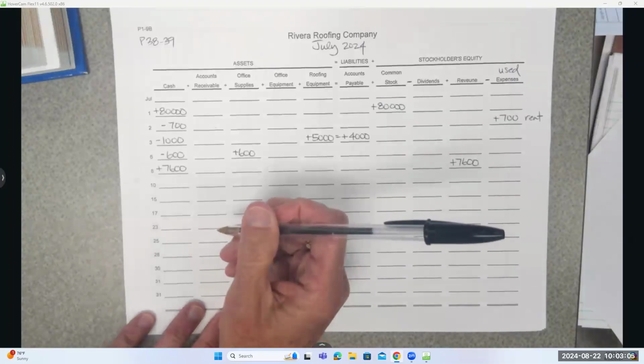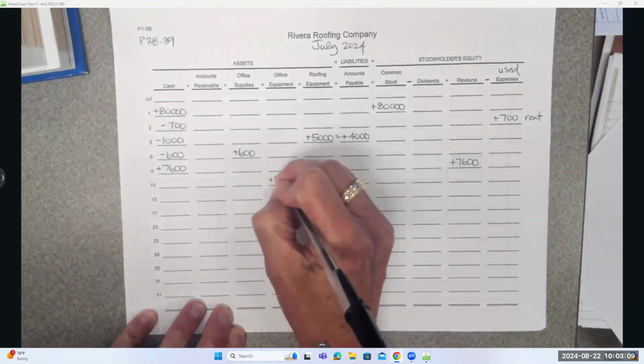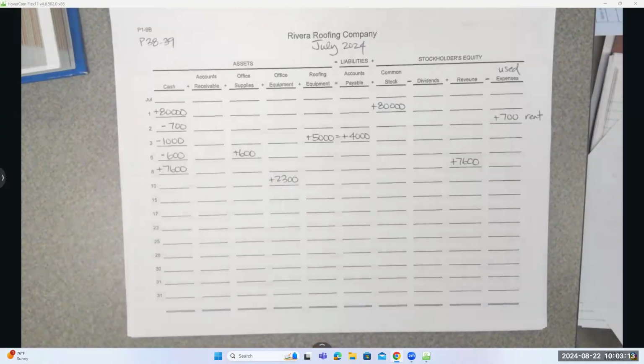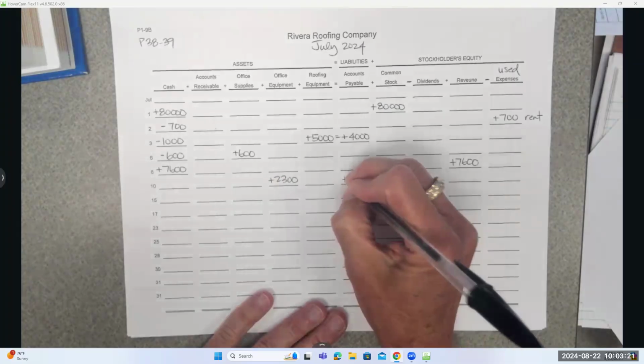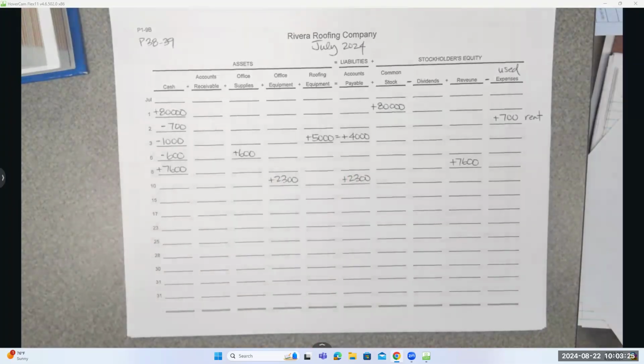So we're going to say plus 2,300 because we have office equipment. And how did we pay for it? 2,300 of office equipment on credit. So we're going to pay later. So plus 2,300 in accounts payable.